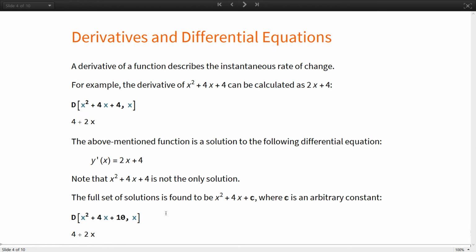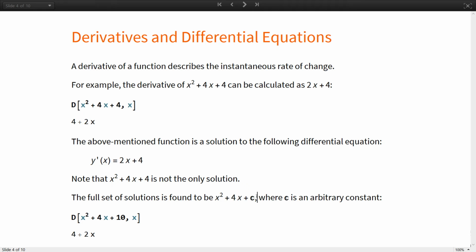We'll see later that the general solution to differential equations will involve these arbitrary constants. If we know an initial condition on the function, such as the value of the solution at the origin, we can determine the value for the constant.